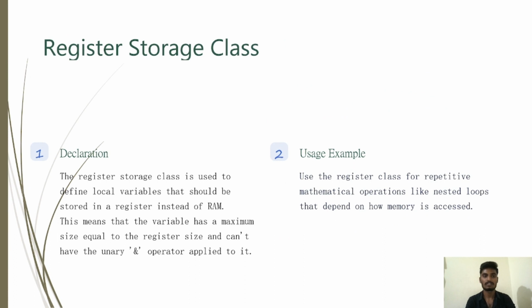Next, we will know about register storage class. The register storage class is used to define local variables that should be stored in a register instead of RAM. This means that the variables have a maximum size equal to the register size and can't have the unary & operator applied to it. Usage: use the register class for repetitive mathematical operations like nested loops that depend on how memory is accessed.